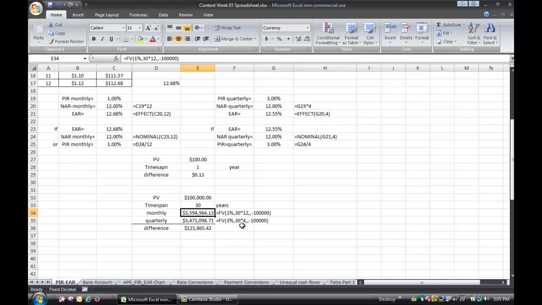If we do it quarterly, here we use 3% as our periodic quarterly rate. 30 times 4, 120 quarters, on the same 100,000, it comes out to 3,471,098. The difference is 123,865. That's nothing, as they say, to shake a stick at.